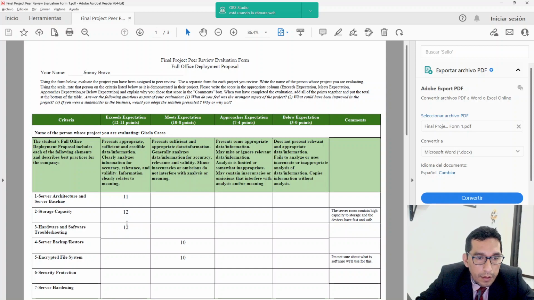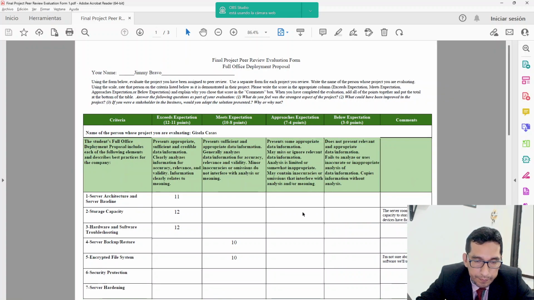Well, for me, in general terms, your information is very clear and complete. It's a good time to read and analyze your project. For me, the server architecture and server baseline are very clear, very complete. How you have your architecture, the pictures are very clear to understand.